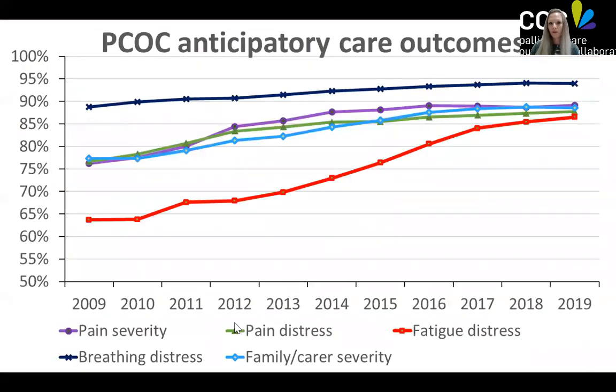And here is an example of the results for the PCOC anticipatory care outcomes, and the benchmark is set at 90%. You can find more information on PCOC's reports from our website, or please contact us.